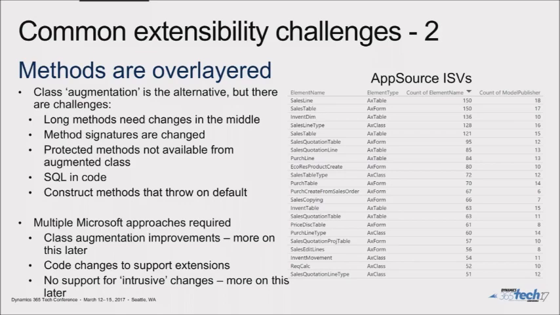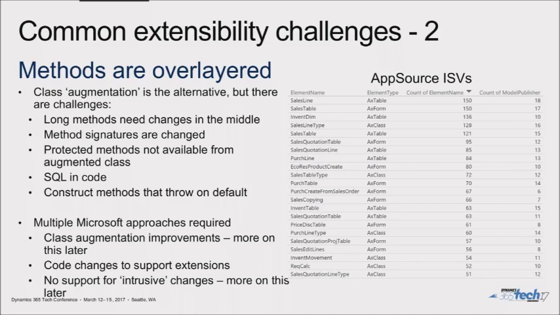So the second challenge is methods. Methods are overlayered for a number of reasons. First one is we have a lot of long methods in the product, multi-hundred lines littered with switch statements and if statements. And even though we have pre and post events that you can add event handlers to and build extensions, that's not enough, obviously, in a lot of cases. So there are a lot of situations where we're going to have to either refactor those methods into smaller methods where pre and post will make sense, or add delegates at the right place in order to enable that.